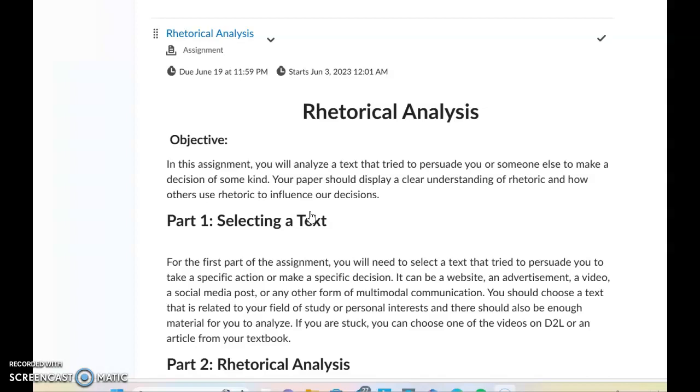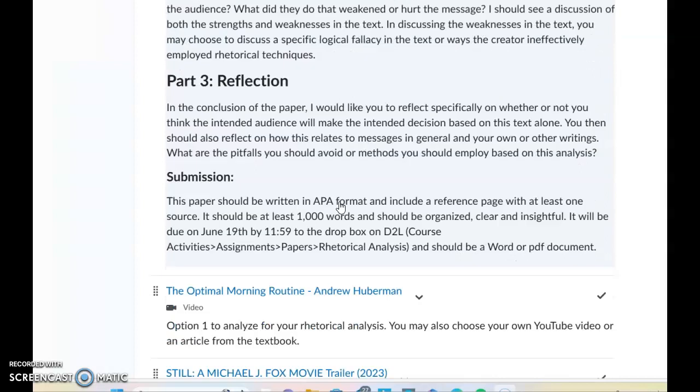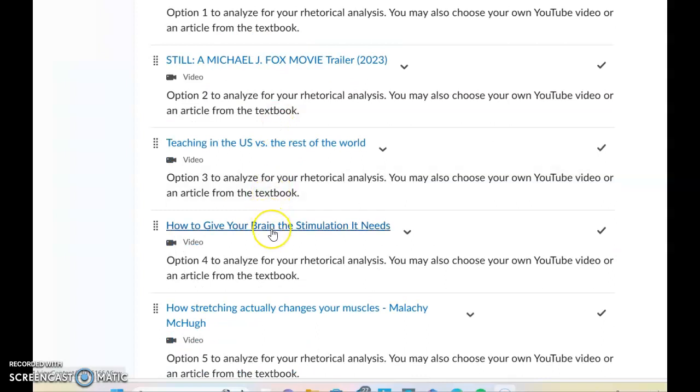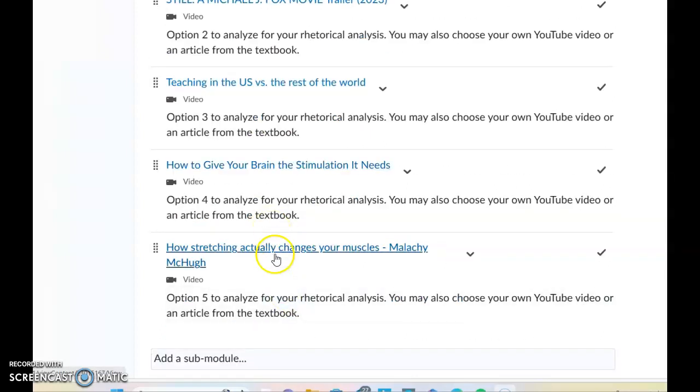I have some examples here that you could pick from, though you don't have to pick these. So this first one, for example, the optimal morning routine, the decision that he's trying to get you to make is to do some specific steps to get up and feel more awake in the morning. So that's the kind of idea that you're looking at. This one, the specific decision is to stretch more when you're exercising.